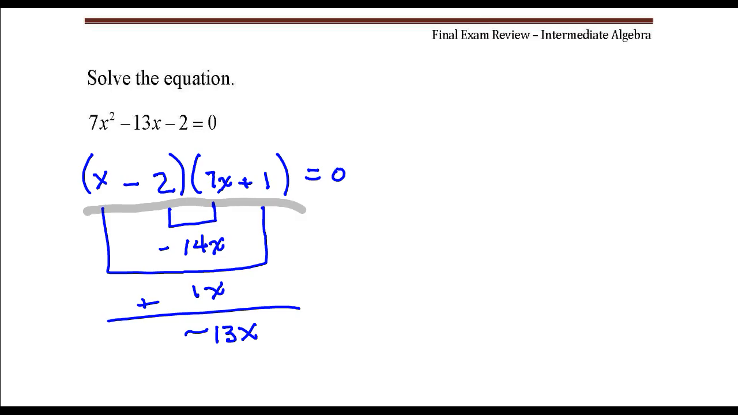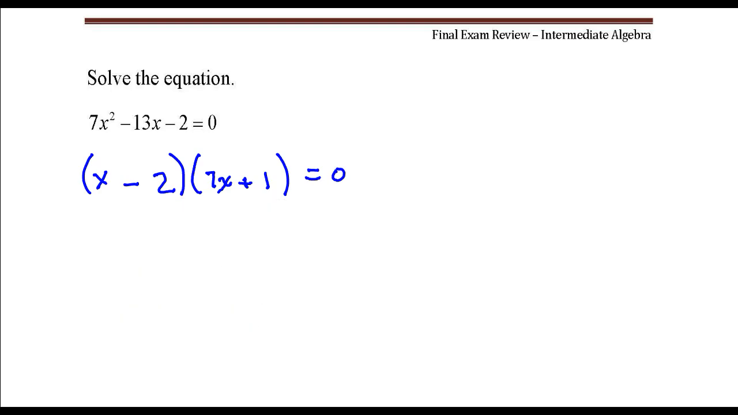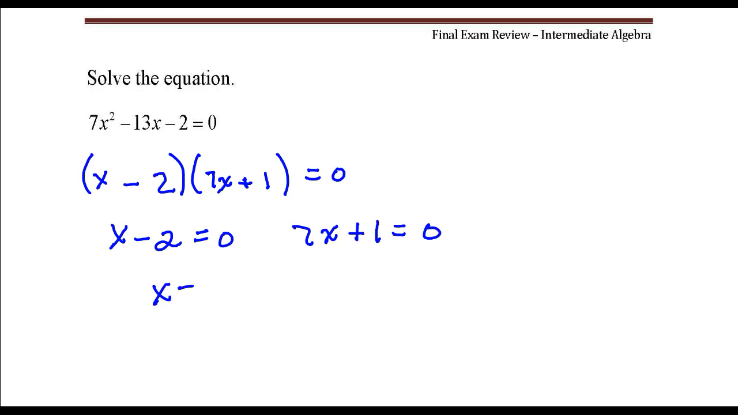So now that I've factored this, I'm going to go ahead and solve it. I'm going to set each factor equal to 0. So if I add 2 to both sides, I have x is equal to 2. And I'm going to subtract 1 from both sides. I get 7x equals negative 1. And then finally just divide both sides by 7. So x is negative 1 over 7. And that's the solution: 2 and negative 1/7.